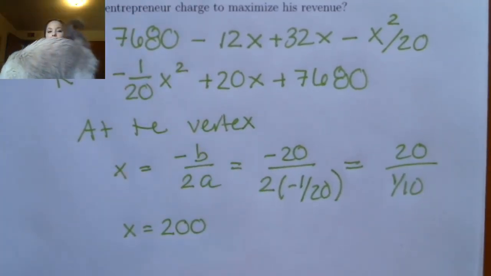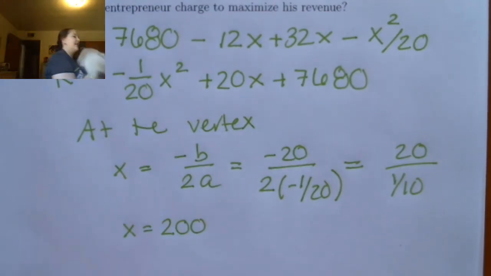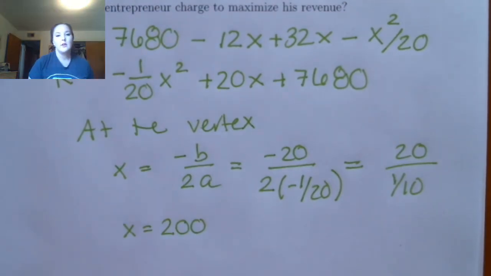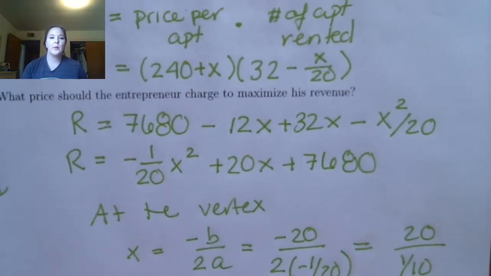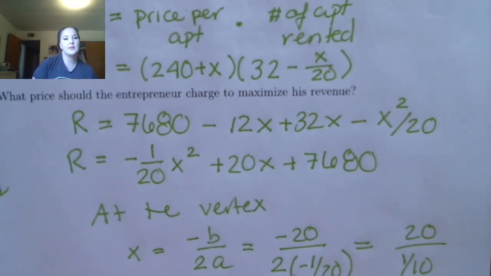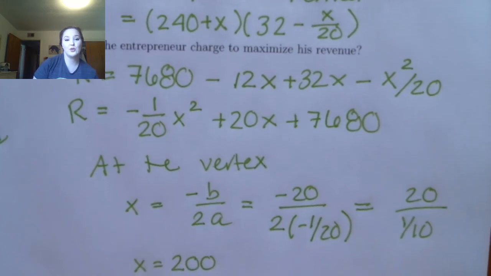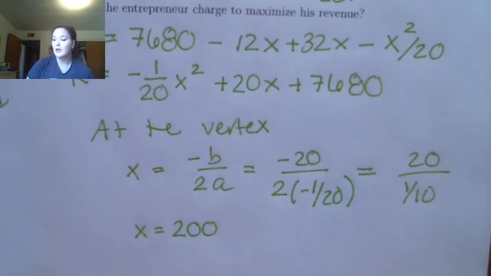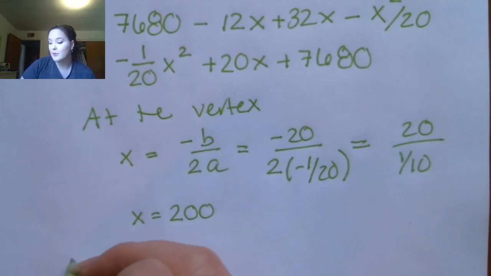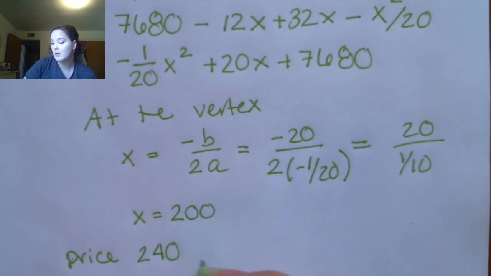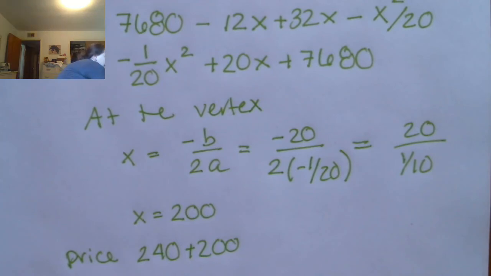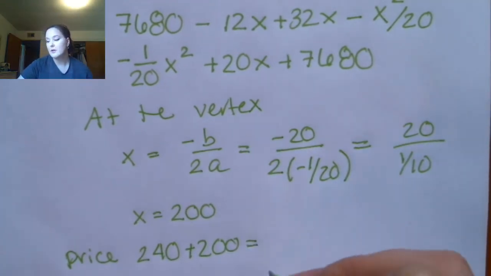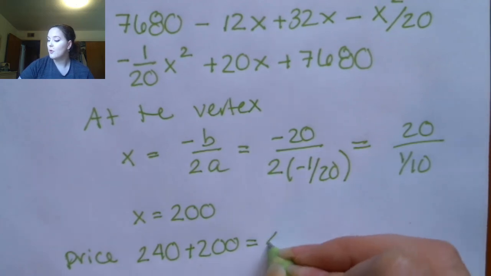All right. And now, little cat in the shot here. We're going to make sure that we're actually answering the question. It says what price should he charge, but X isn't the price. X is the amount that he should raise the price. So his actual rent is going to be $240 plus 200. So the rent that he should charge to maximize his revenue is $440.